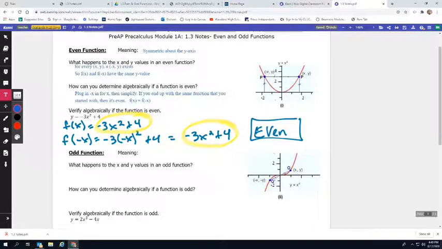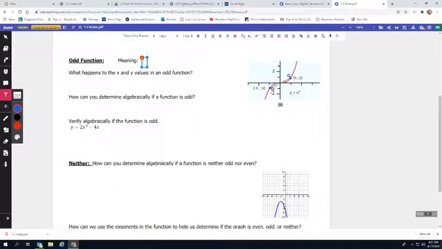Okay, let's do odd functions. All right, if you have an odd function, then it's going to be symmetric about the origin. So what I want you to focus on, let me change this, is your origin right here. If you notice, in diagonal quadrants, you have the exact same image.